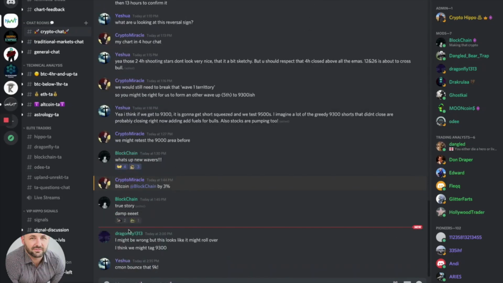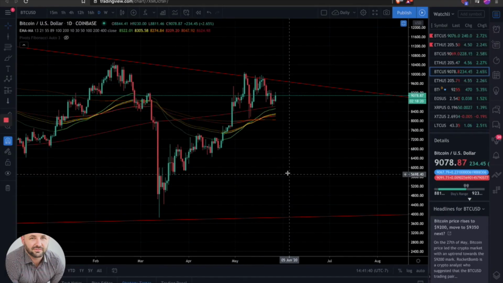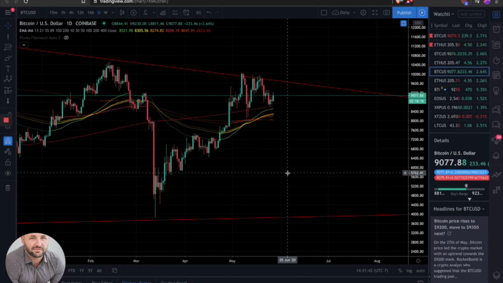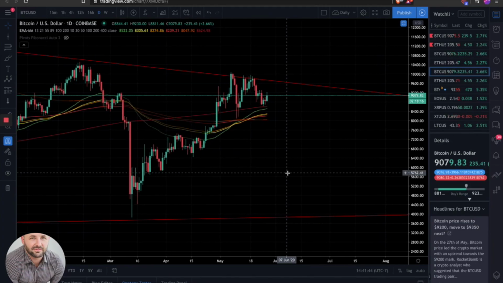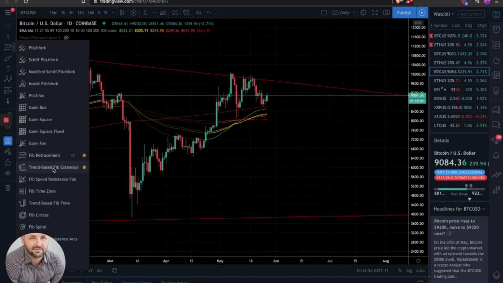So let's go ahead and dive into the charts here. Let's start off on the daily. And for Bitcoin, I'm sure you guys have seen a couple different things for what I've been looking for, whether this is a corrective wave or an impulsive wave. And it really just comes down to a couple things on the higher time frames.